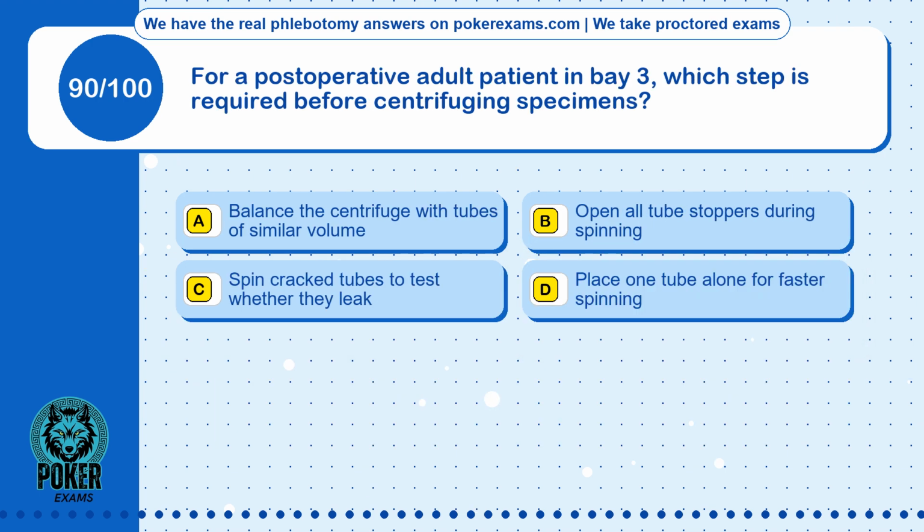Question 90. For a postoperative adult patient in Bay 3, which step is required before centrifuging specimens? Option A, balance the centrifuge with tubes of similar volume. Option B, open all tube stoppers during spinning. Option C, spin cracked tubes to test whether they leak. Option D, place one tube alone for faster spinning.